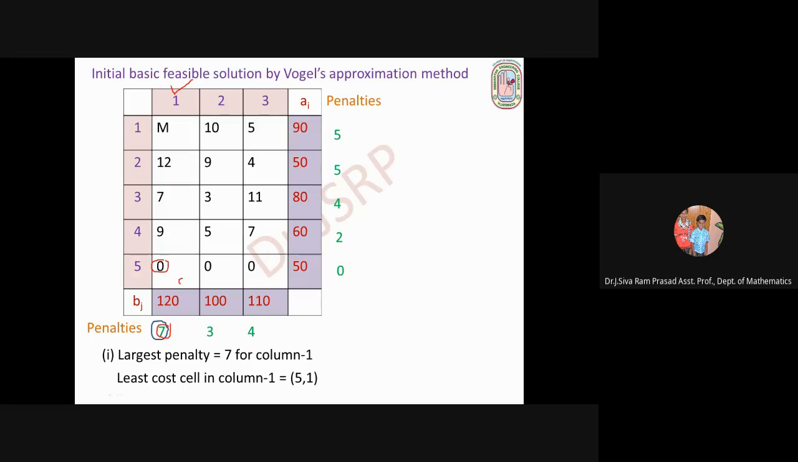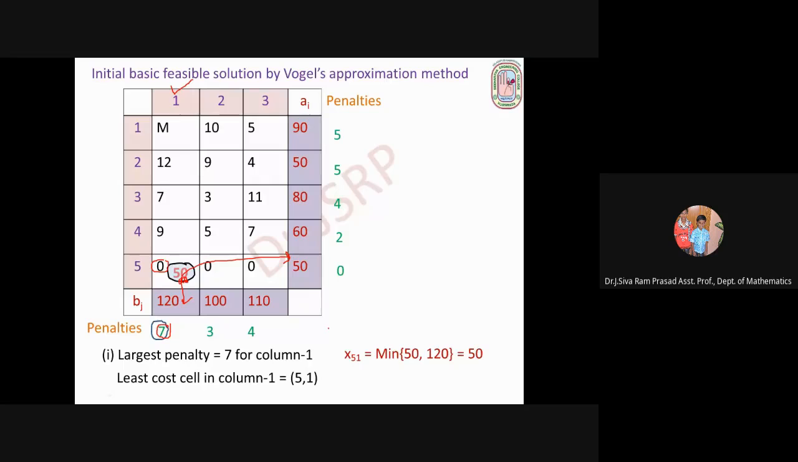So for this cell, what is the allotment? The corresponding available amount is 50 and the corresponding required amount is 120. So take the minimum of these two. So X51 is the minimum of 50 and 120, that is 50. So write 50 in the 5 1 cell and circle it.